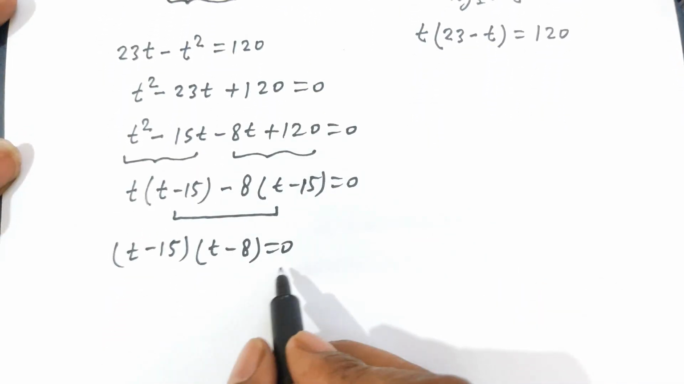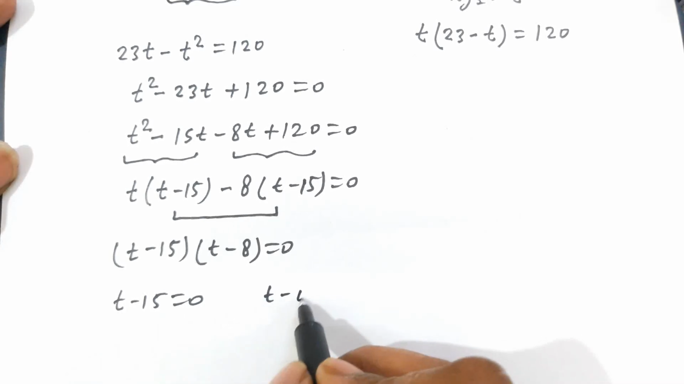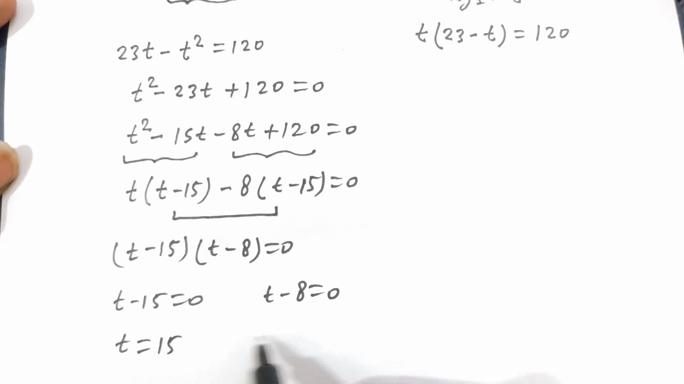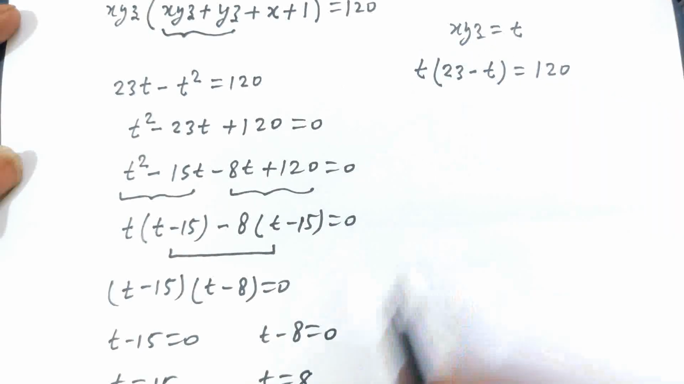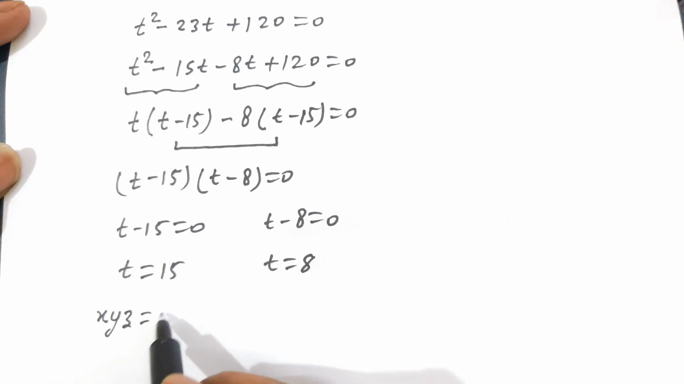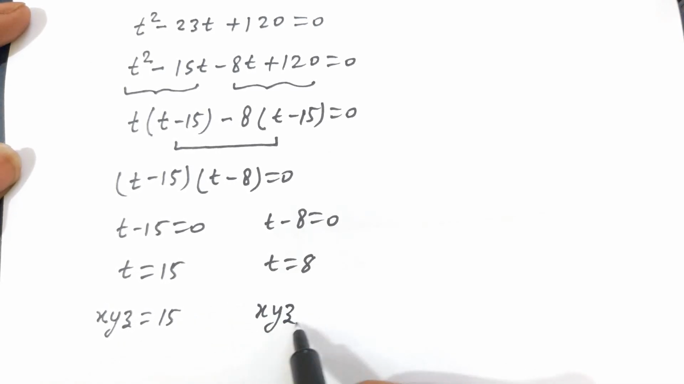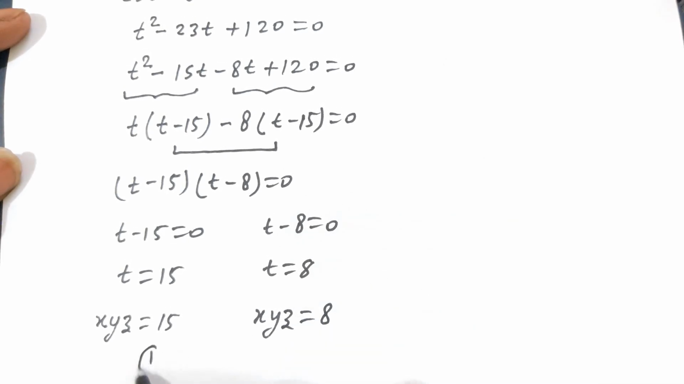Here the product of two numbers is 0, so either t minus 15 is equal to 0 or t minus 8 is equal to 0. So here the value of t is 15, and here the value of t is 8, and we know that t is x times y times z. So here t is replaced by x times y times z, which is equal to 15, and here t is replaced by x times y times z, which is equal to 8. Now let's say this is case first and this is case second.